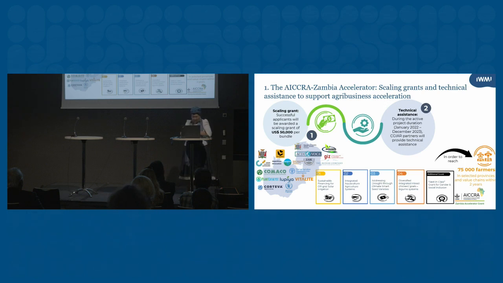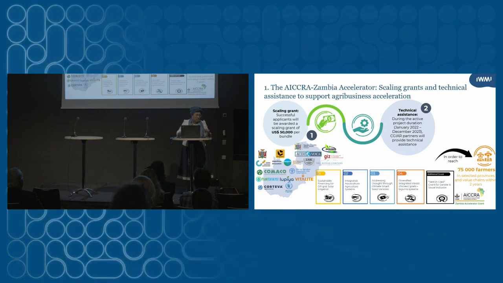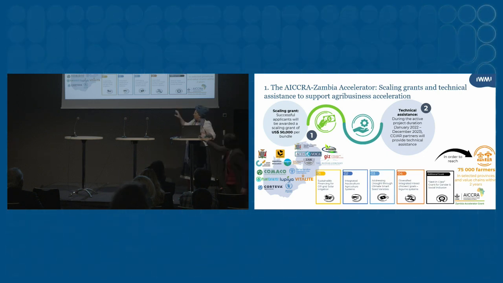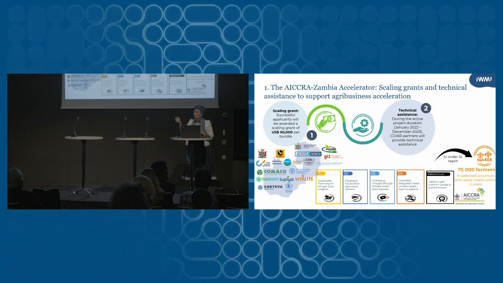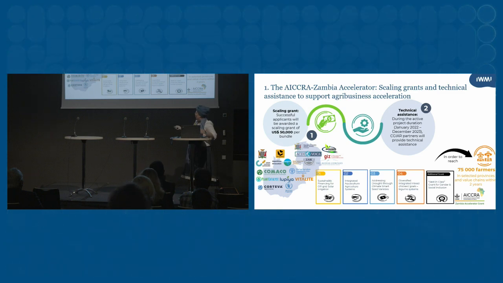On the bottom of the screen there, we co-designed these bundles with partners in Zambia. The first one was solar irrigation coupled with microfinance and a digital marketing platform. This was a group of partners that were selected. There's three partners, three agri-SMEs in that partnership, and they work together.